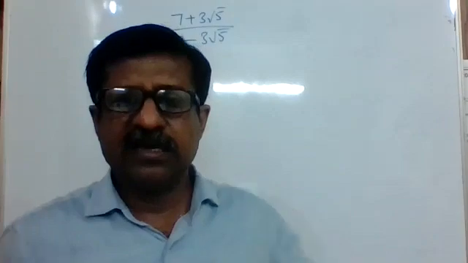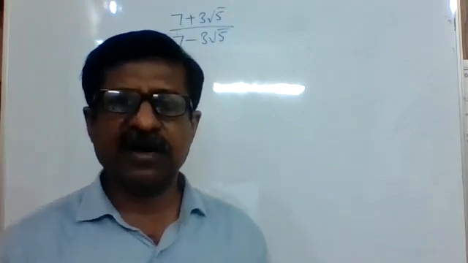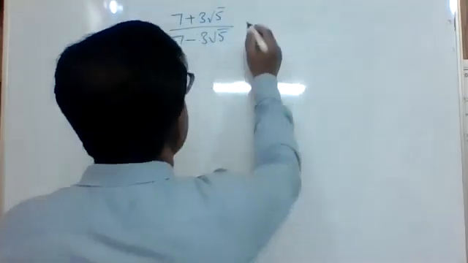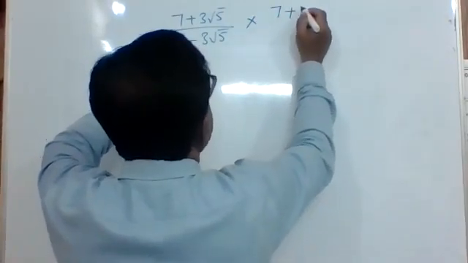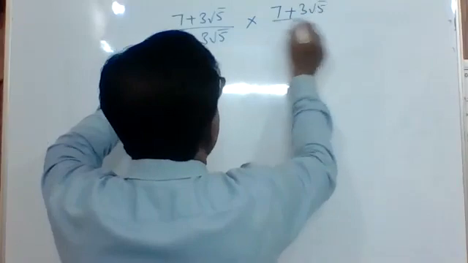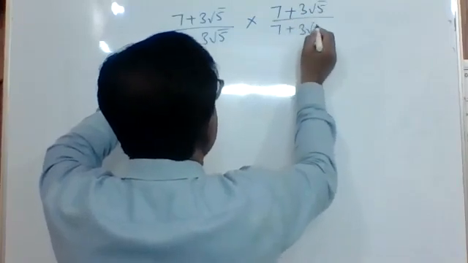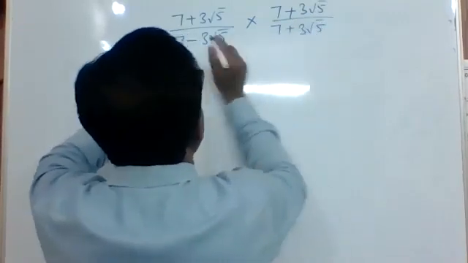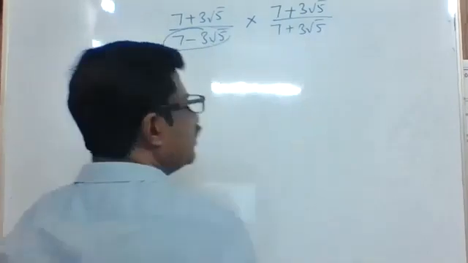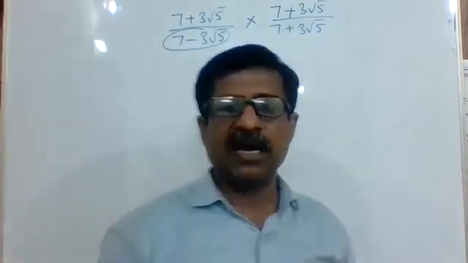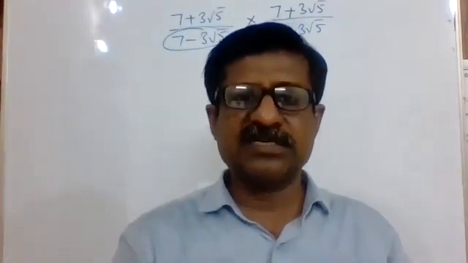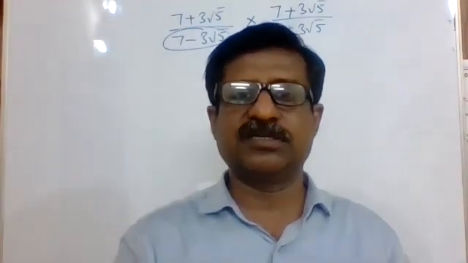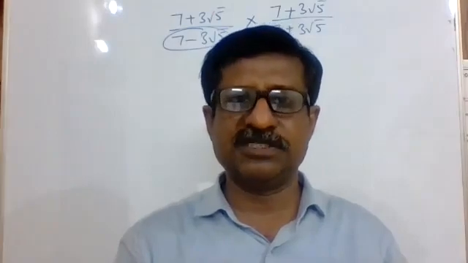And we know that if the denominator is 7 minus 3 root 5, the rationalizing factor of the denominator will be 7 plus 3 root 5. Why are we multiplying 7 plus 3 root 5 in the denominator as well as numerator? Because the denominator is 7 minus 3 root 5, and the rationalizing factor is its conjugate. Therefore, the sign only has to be changed.